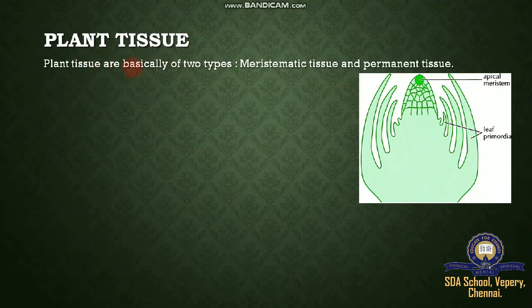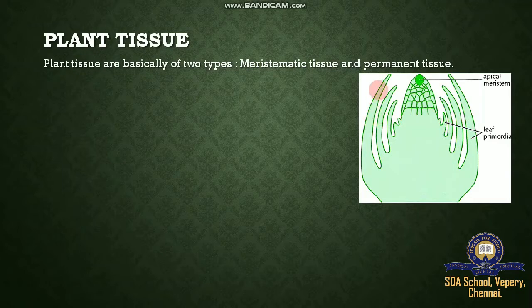Plant tissues are basically of two types. The tissue systems of the entire plant are divided into two groups called meristematic tissue and permanent tissue. Very, very important. Sometimes they ask what is meristem, what is permanent tissue. These are 2 mark questions. Meristem tissue.